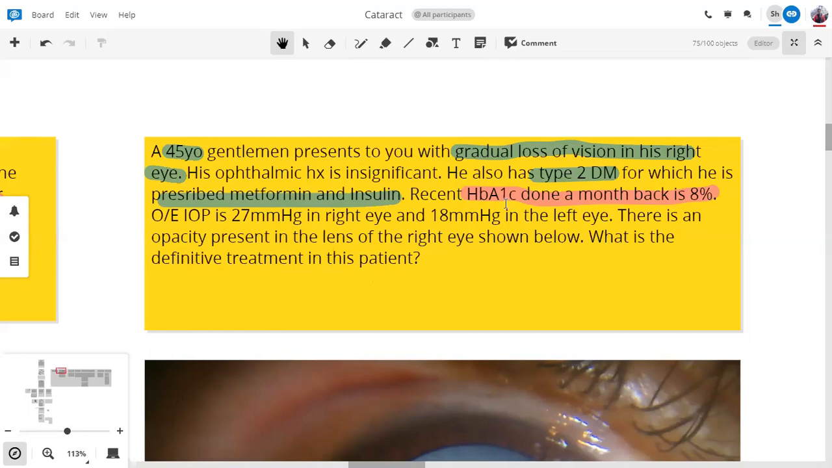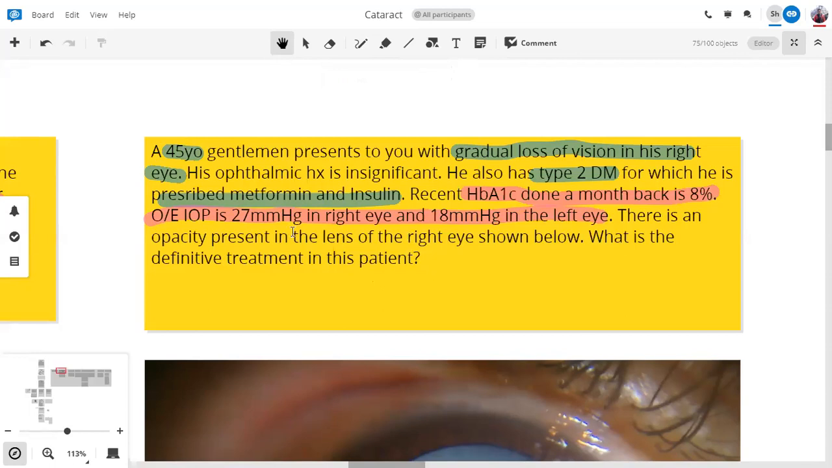So when we look at these two things, हमारे पास 3 या 4 चीजें आती हैं. हो सकता है diabetic retinopathy हो, या उसकी कोई complications हो. But that is unlikely given that this patient has gradual loss in his right eye alone. ठीक है, चलो कर लेते हैं. One thing which is peculiar, एक और मजेदार चीज आ गई. His IOP is 27 in the right eye and 18 in the left eye. ठीक है, let's absorb this for a moment.